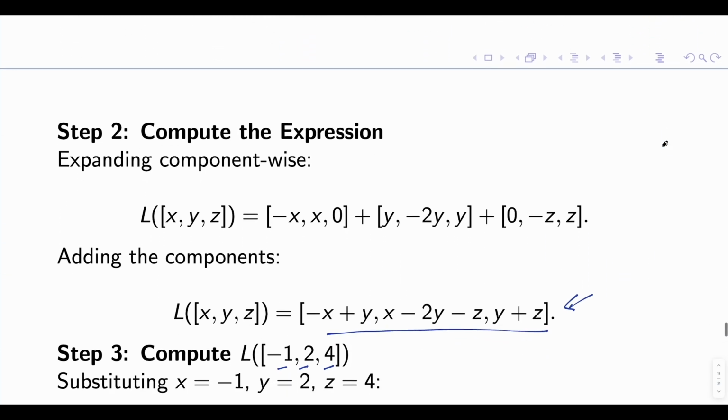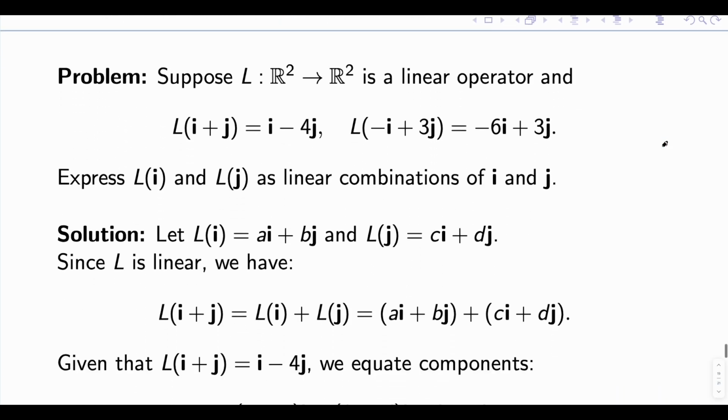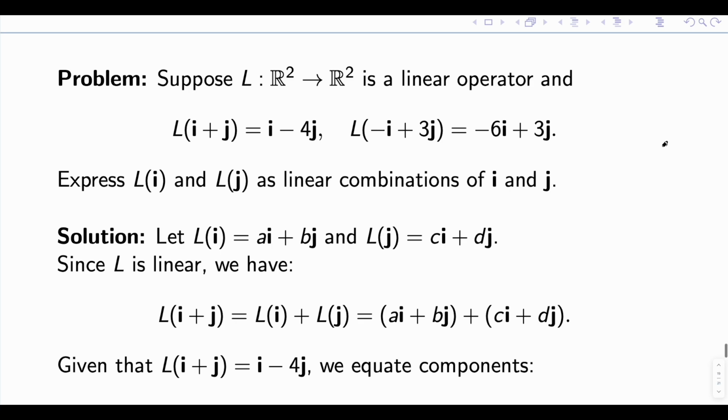So now if you see here, the next problem: suppose L is a linear transform from R2 to R2, a linear operator, right? Then L of (i plus j) is equal to this, and L of (minus i plus 3j) is equal to this. Then express L of i and L of j as linear combinations of i and j. So very simple. Let L of i equal a i plus b j.